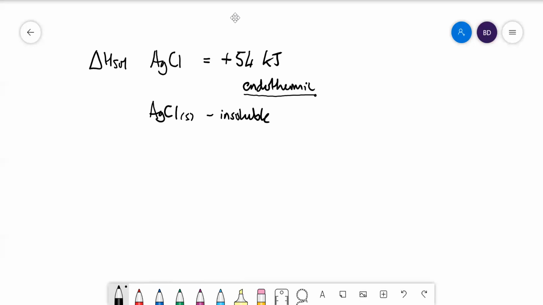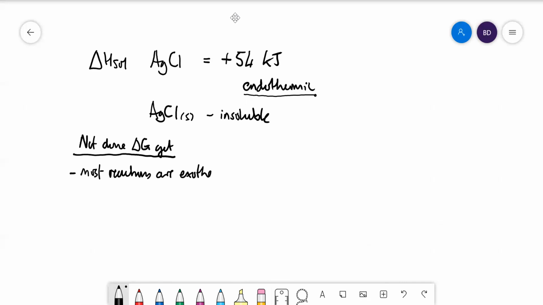Now, if you're looking back on this video after you've done the delta G topic, then you probably understand what's going on here. If you've not done delta G yet, all I'm going to say is, most reactions are exothermic, aren't they? You probably can't think of many endothermic reactions. You can think of loads of exothermic ones. And we'll see, when you've done delta G, you realize why most endothermic reactions can't happen.